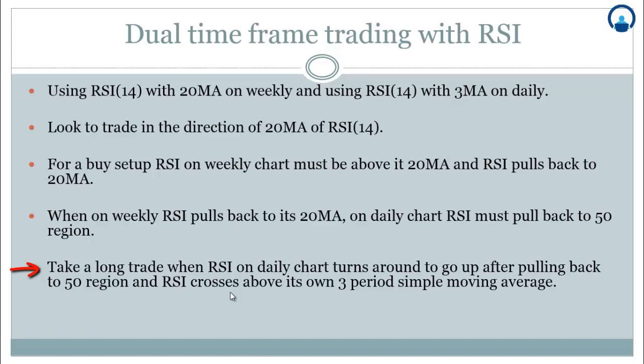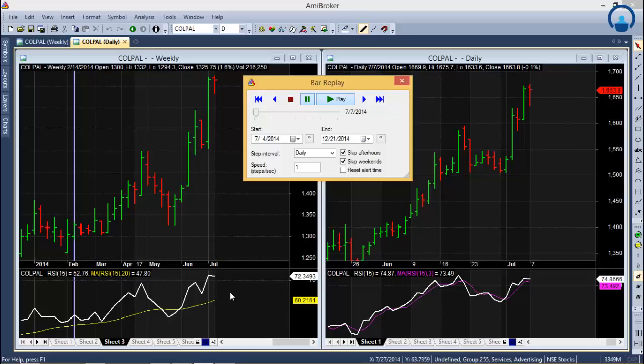Maybe it's difficult to understand now. Let's take some example and the concept will be clear to you. Following is a chart of Colgate Palmolive. To your left hand side is weekly chart of Colpal and to the right hand side is daily chart of Colpal.